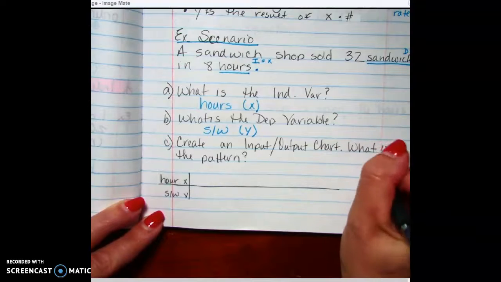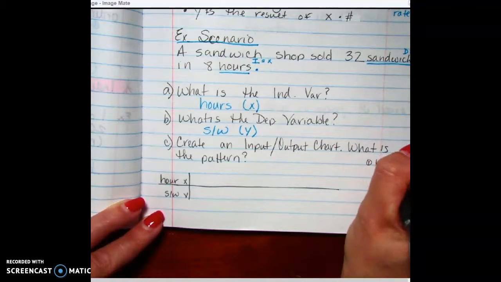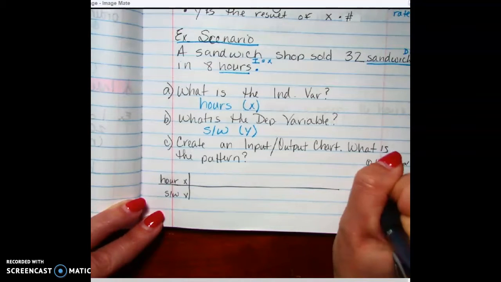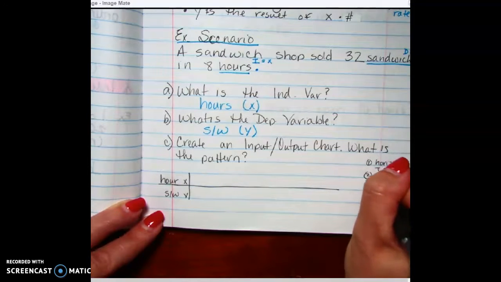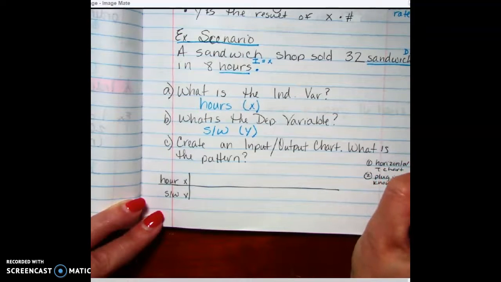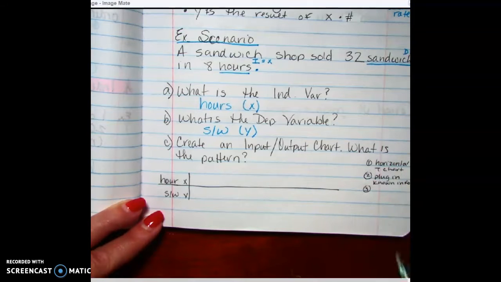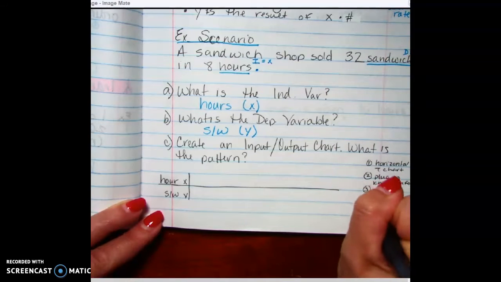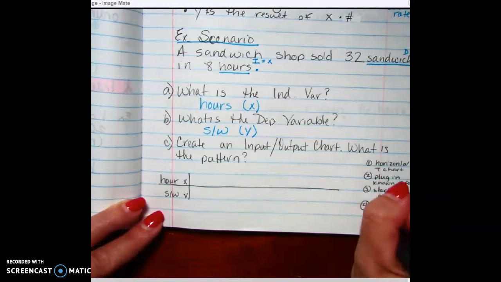Now, we have a lot of good information here. So I'm actually going to just jot down what I do. First off, horizontal T-chart. Secondly, I'm going to plug in my known info. The third thing is to start with your origin, and we'll review what that is. And our fourth thing is to find the per hour rate. We also call that the unit rate.